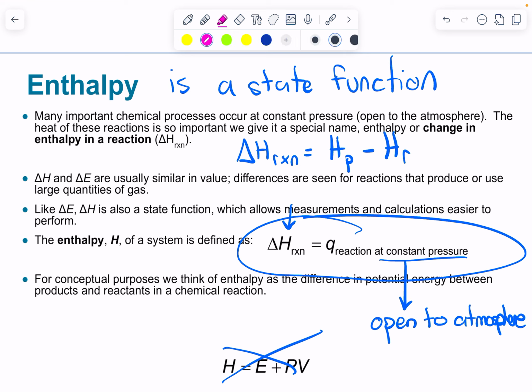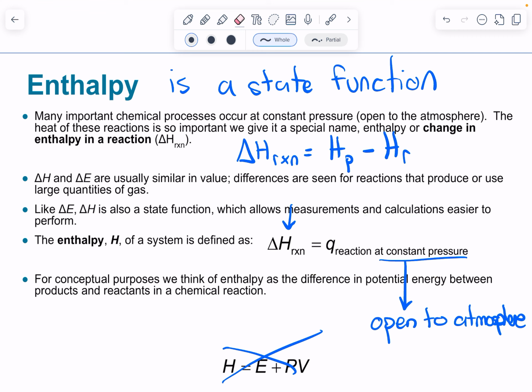Conceptually, this is an important point. We can think of enthalpy as a difference in potential energy between products and reactants. This is what we were talking about at the very beginning. We talked about potential energy changes in a chemical reaction when we talked about breaking and forming bonds. This is really what enthalpy tells us about. In this particular set of conditions, enthalpy is the key thing to help us understand the difference in potential energy that occurs in a chemical reaction.